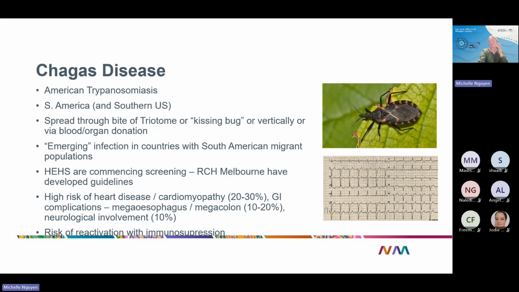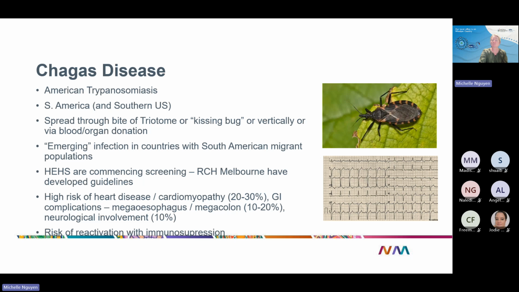Finally, Chagas disease is one that I think is really interesting. Found in South America, and actually now is almost thought to be endemic in the southern US because of the amount of migration that occurs from South America to the southern US. Traditionally the main route of spread was through the bite of this kissing bug, but importantly, it can also be vertically transmitted and transmitted through blood and organ donation. So I think the vertical transmission is really important to consider because women are at risk of passing it on to babies, and it is often asymptomatic in the early stages.